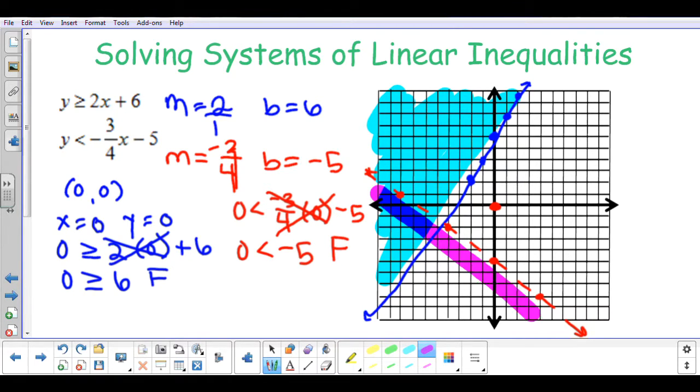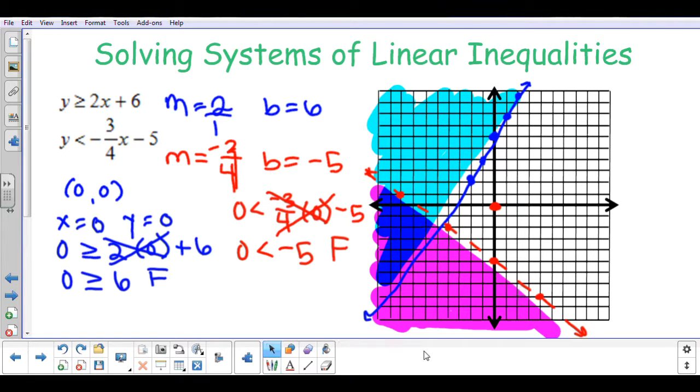Now when we do our shading, I know it becomes a challenge when we have more than one line on a graph, but you want to shade and pretend that you only have that one line. So everything below that line, even when you overlap, gets shaded in. Now that we have our shading done, we can see where the two colors overlap, and that is our solution area for our entire system.